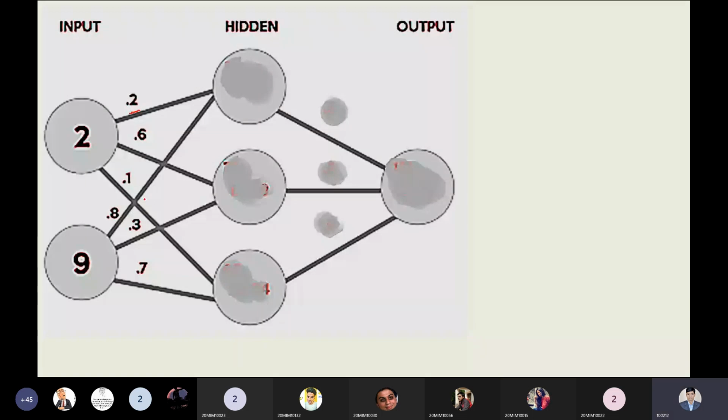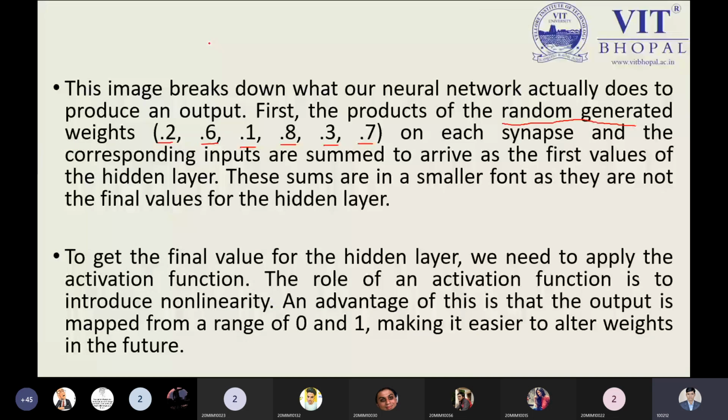So I can write like this one. For betterment, suppose W1 we have 0.2, W2 we have 0.6, W3 we have 0.1, W4 we have 0.8, W5 we have 0.3, and W6 we have 0.7.